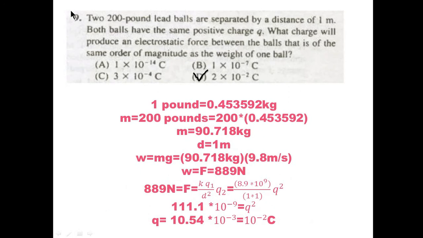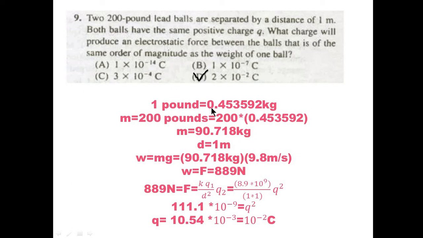Next question is question number 9. Two 200-pound lead balls are separated by a distance of 1 meter. Both balls have the same positive charge Q. What charge will produce an electrostatic force between the balls that is of the same order of magnitude as the weight of one ball? So here are a few options, and option D is the correct option.